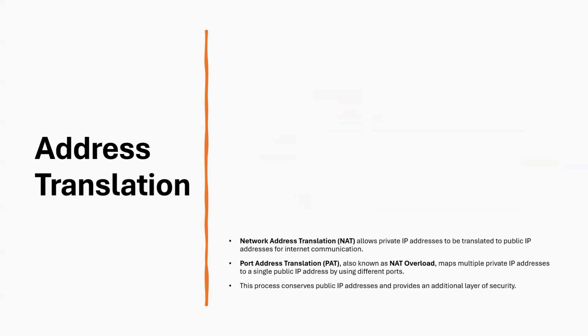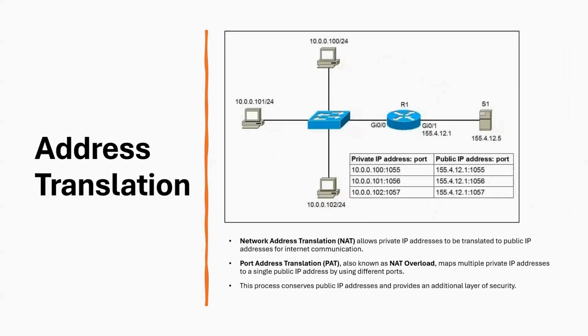All right, let's talk about network address translation, or NAT. NAT allows devices on a private network to communicate with devices on the internet by translating their private IP address into a public IP address. A more advanced version of this is port address translation, PAT, also known as NAT overload. PAT allows multiple devices on a private network to share a single public IP address by using different ports. This is really helpful to conserve IP addresses, and it adds a layer of security by hiding internal network addresses.